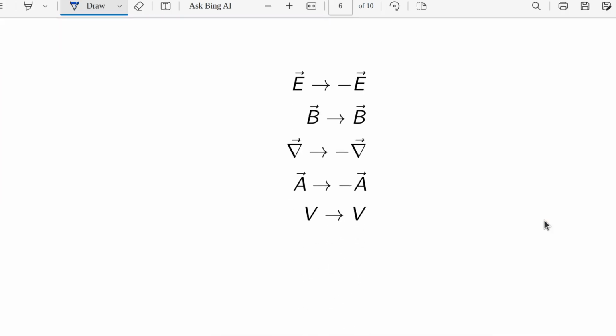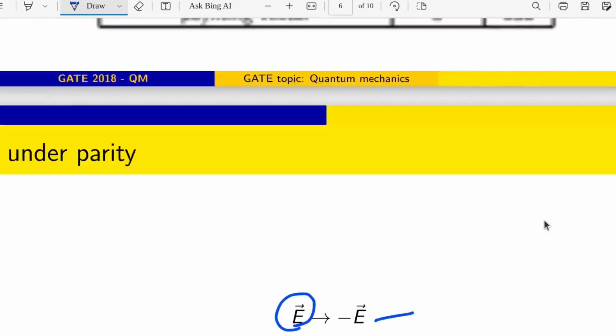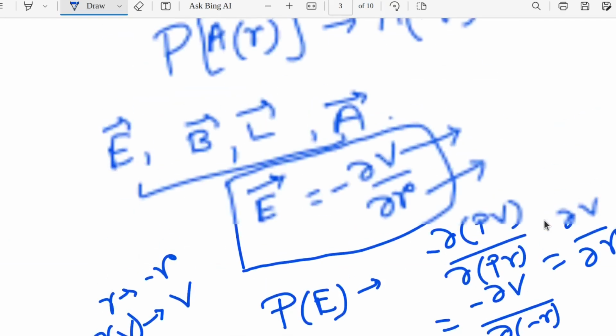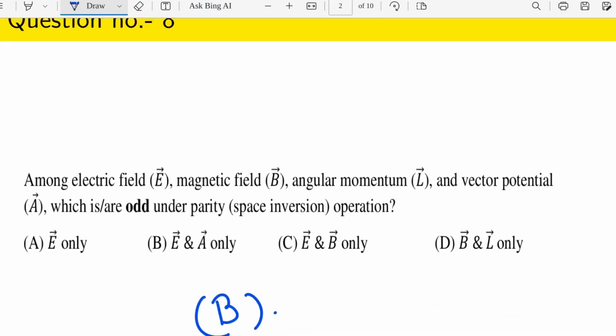Here I have also mentioned some of the variables which change under parity in such a way that the electric field changes as minus E, the magnetic field changes under parity as plus B, del as minus del, A as minus A, V as V. So by seeing these expressions as well as this table, we can definitely tell that the correct answer to this question is E and A only.